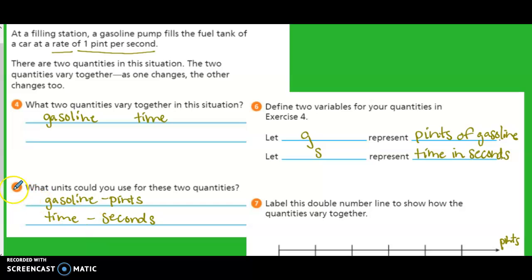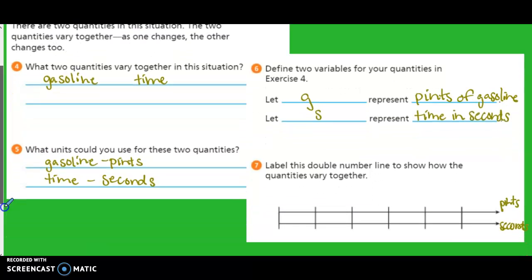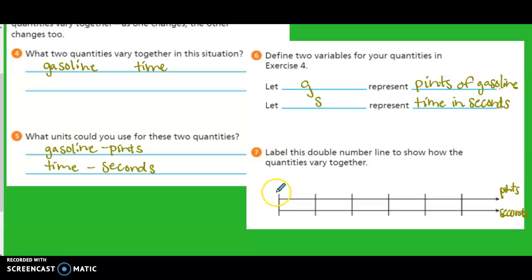If I have 1 pint per 1 second of time going into the gas tank, so if I have 0 pints in the gas tank, 0 seconds have ticked off. If 1 second ticks off, I have 1 pint. 2 seconds go by, 2 pints of gas, 3 seconds. It's a 1-to-1 rate. So you can fill it out like this. Oops, that should be 4, 5, and 5.